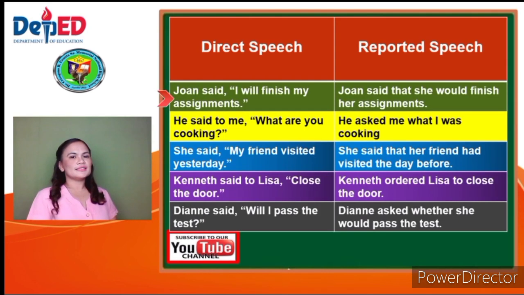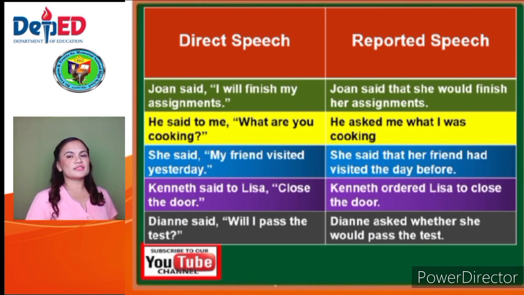Direct speech: Dawn said, "I will finish my assignment." Dawn said that she would finish her assignment. He said to me, "What are you cooking?" He asked me what I was cooking. She said, "My friend visited yesterday." She said that her friend had visited the day before. Kenneth said to Lisa, "Close the door." Kenneth ordered Lisa to close the door. Diane said, "Will I pass the test?" Diane asked whether she would pass the test.